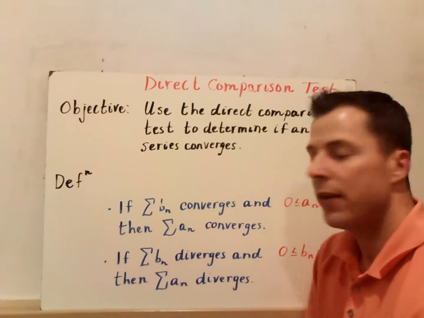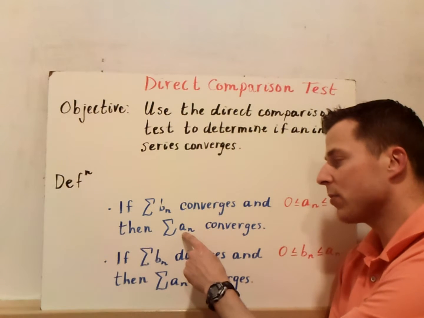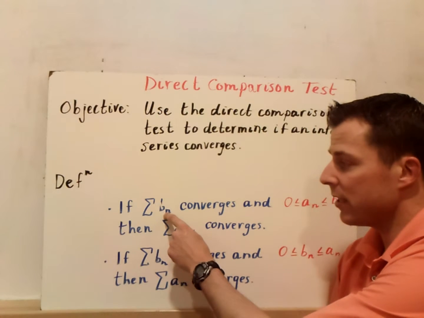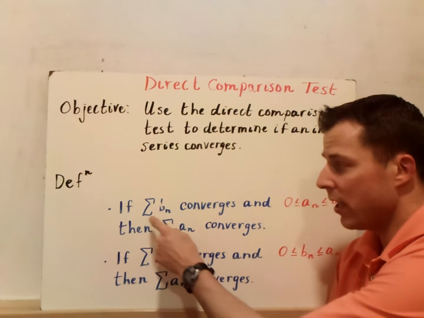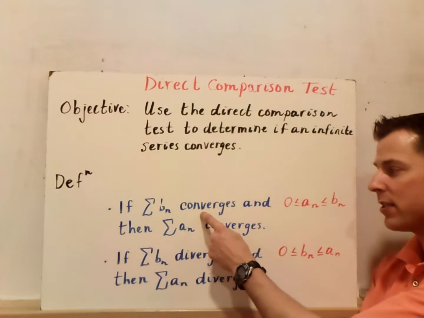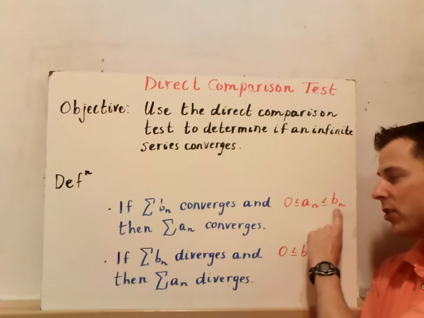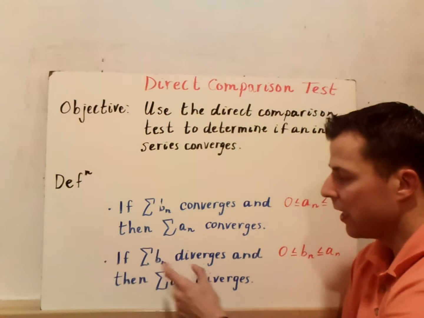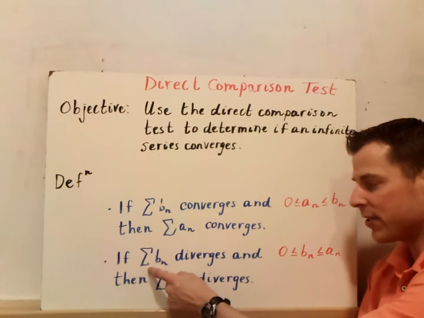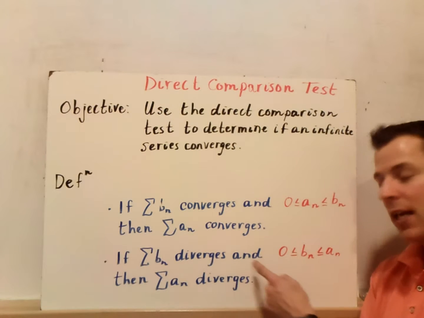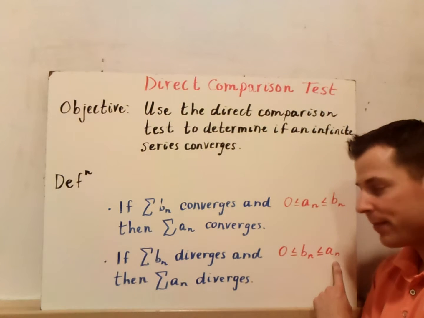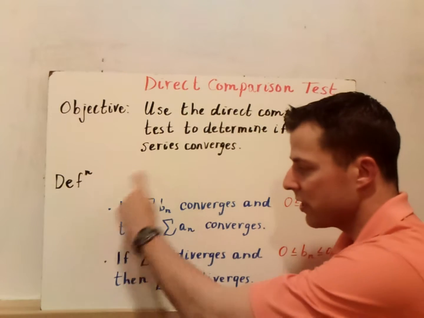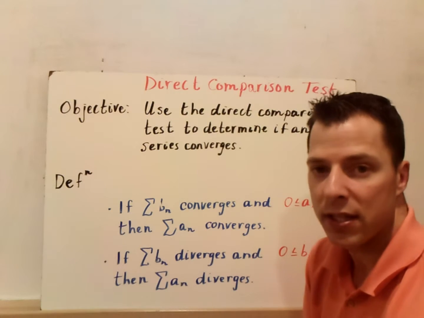This is our definition. The idea here is if we have an expression a sub n, usually the original that we're given, and b sub n, the expression we're going to compare a sub n to, if the sum of b sub n converges and b sub n is the greater function, then the sum of a sub n is also going to converge. The second idea here is that if the sum of b sub n diverges and b sub n is less than a sub n, well then the sum of a sub n is also going to diverge. So this is the big part we're going to use in these examples.